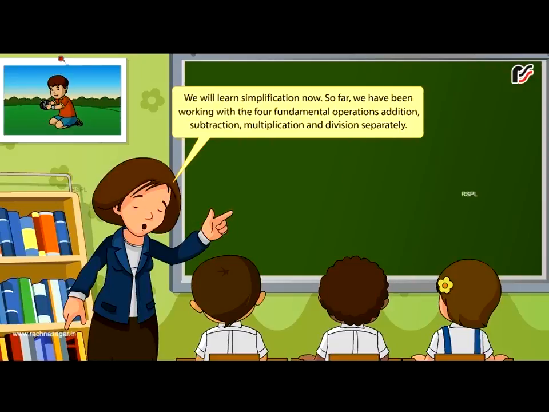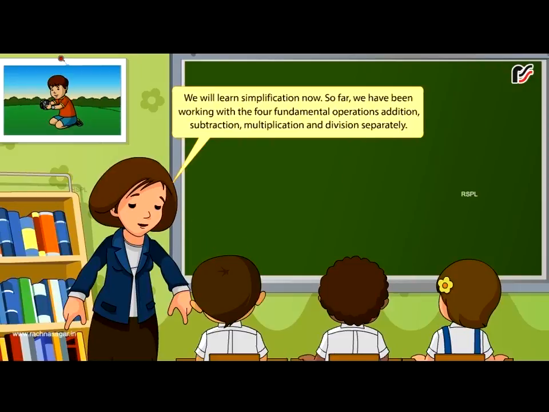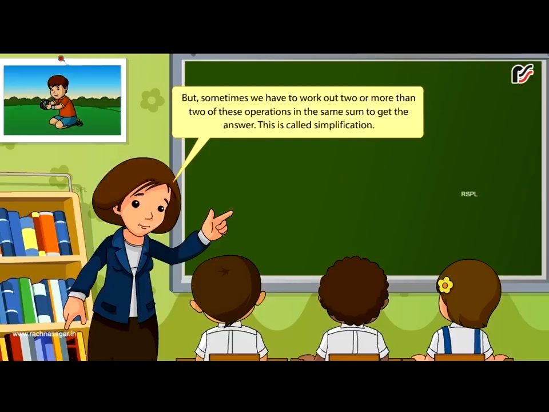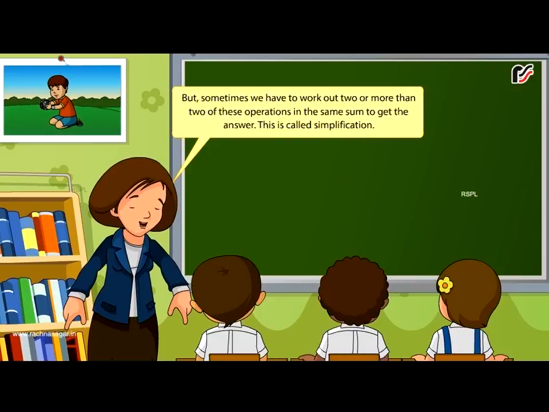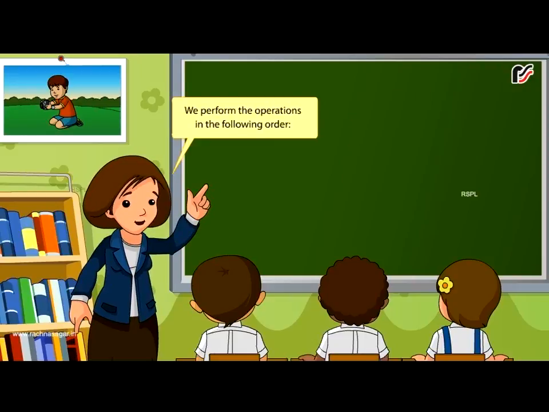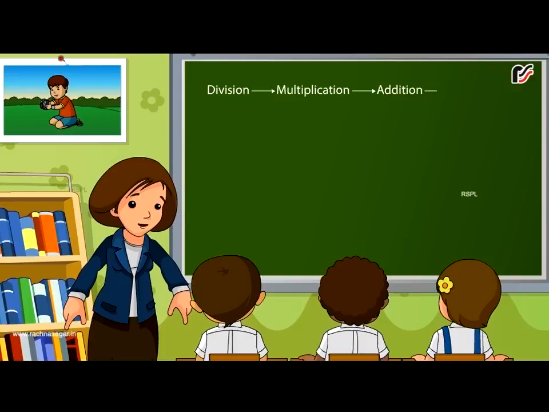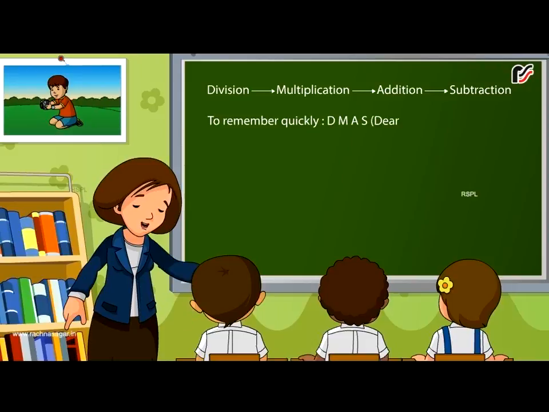Simplification. We will learn simplification now. So far we have been working with the four fundamental operations: addition, subtraction, multiplication and division separately. But sometimes we have to work out two or more of these operations in the same sum to get the answer. This is called simplification. We perform the operations in the following order: division, then multiplication, then addition, and then subtraction. To remember quickly, DMAS: dear mother and sister.